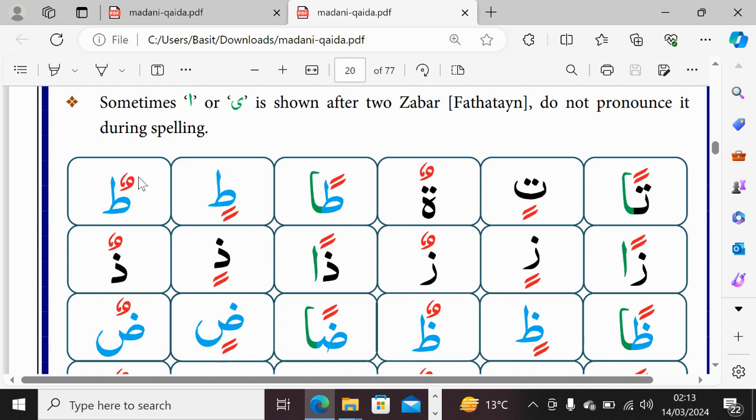Two zer, twin. Two pesh, tun. Twin, twin, tun. Za two zabar zan. Za two zer zin. Za two pesh zun. Zan zin zun. Ra two zabar ran. Ra two zer rin. Ra two pesh run. Run rin run.